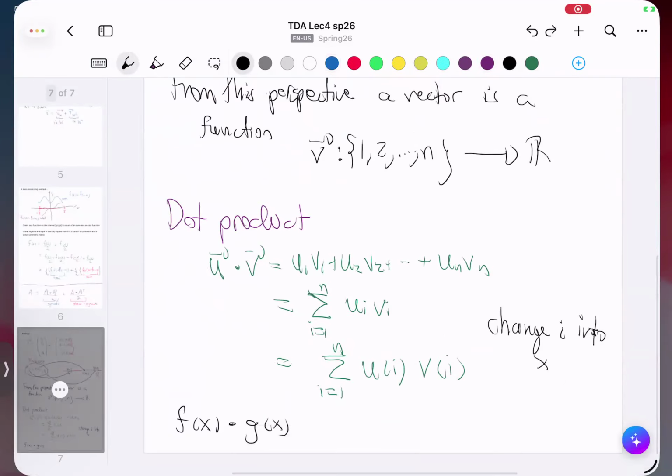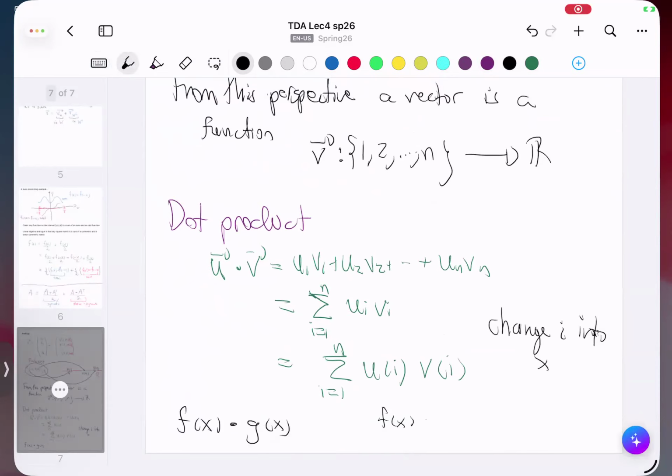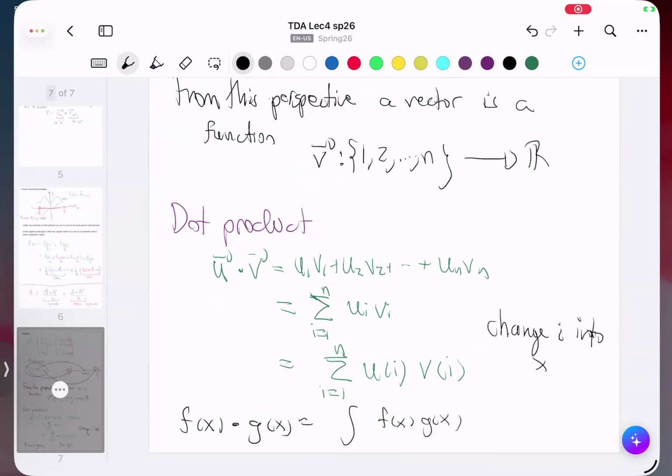I'll continue this next time, but you would want to define something involving f of x, g of x, right? But it also involves a sum, a continuous sum. The way to do a continuous sum is by integrating, so replace the sum with an integral, right? By the way, this is not the notation that people use for the dot product between functions. You just put parentheses, but I'm trying to make the analogy a bit clearer. And then it's dx, and there you go.